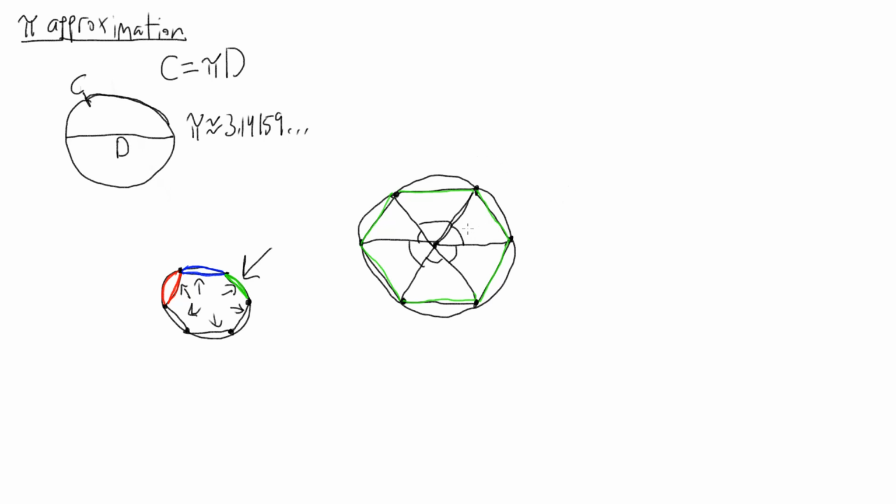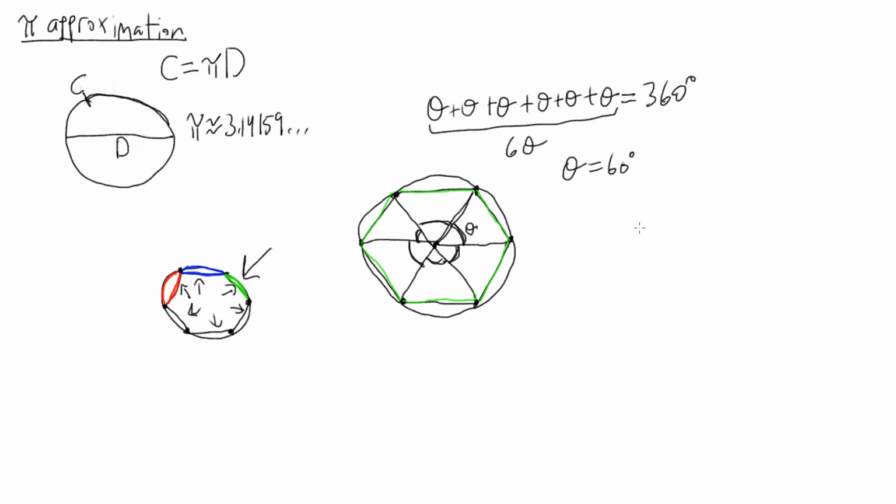So each of these angles, let's call theta. Let's see what that is. So we know theta plus theta plus theta plus theta plus theta plus theta. So it's taking one theta from each of these triangles and adding it all together. So that's equal to 360 degrees. Now if I take 6 of something and add them all together, then that's equivalent to 6 times that something. And so if I divide both sides by 6, we get that theta is 60 degrees.